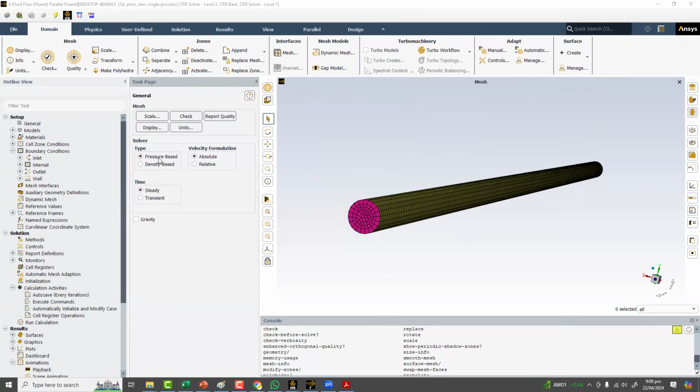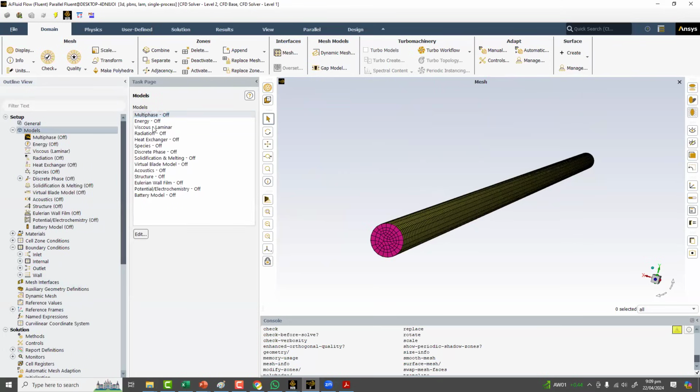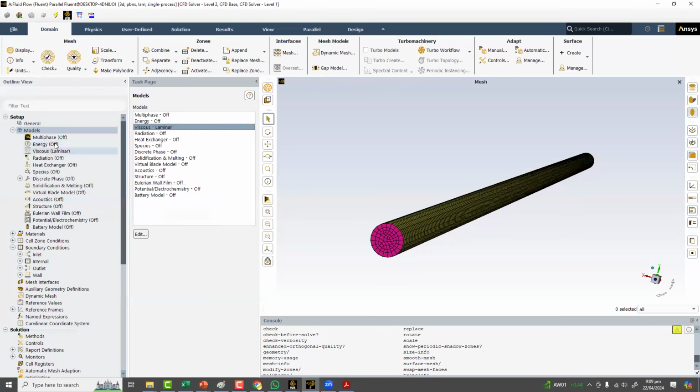Okay, so now we are going to use a pressure based solver, velocity is very low and it's a steady state. So the first thing is that you have to turn on the laminar flow, because the Reynolds number is less than 100. So flow is going to be laminar. Then we are not going to use the energy equation because we are not interested in the temperature field. Okay. No radiation, no heat exchanger, no species, no discrete phase, nothing else.